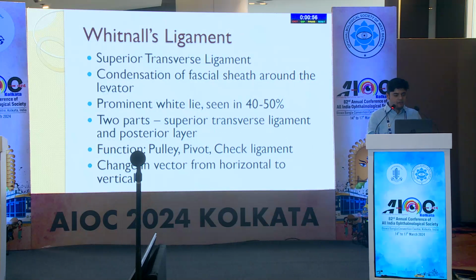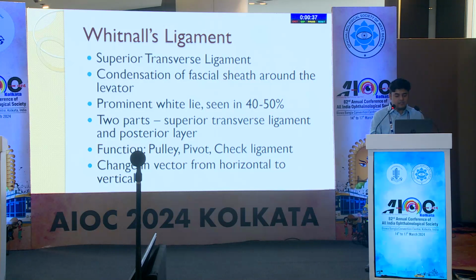So we have to keep that in mind. Now, the Whitnall's ligament is a condensation of the fascial sheath around the levator, seen as a prominent white line. It has two parts, the superior transverse ligament and the posterior layer. The transverse ligament presents in a triangular fashion and the posterior layer as a flat ligament.